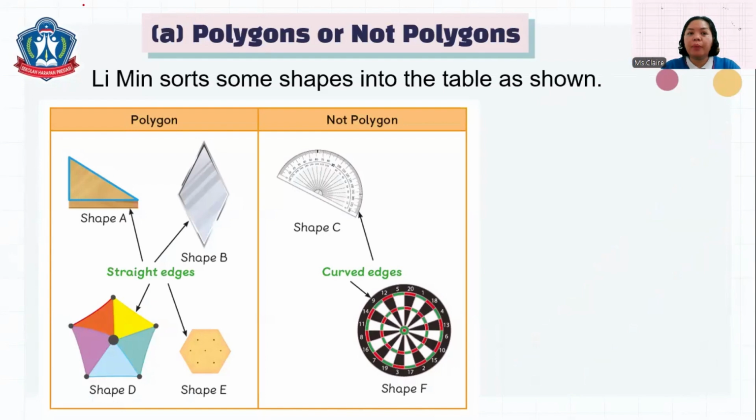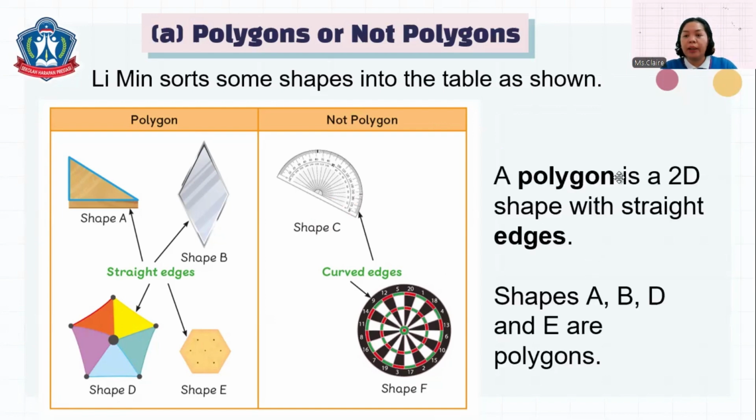Polygons or not polygons. Lee sorts some shapes into the table as shown. Take a look here. We have polygons: the shapes A, B, D, and E. Not polygon is the shape C. This is a protractor. And the shape F, this is a dartboard, right? So why are these 2 not polygons?